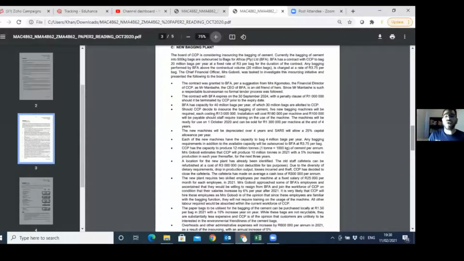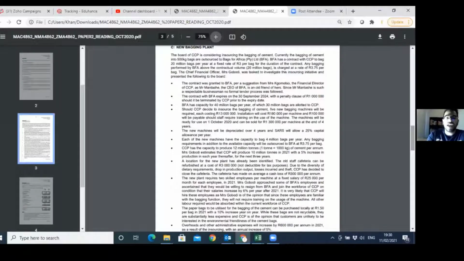And then they talk about 100,000 Rand, but that 100,000 Rand will only be incurred if we need training. If we don't need training, then 100,000 Rand will not be incurred. Remember, in financial management, when numbers are given to you and you do not use them, you must still tell them why you're not using them. Don't just leave it blank, okay?